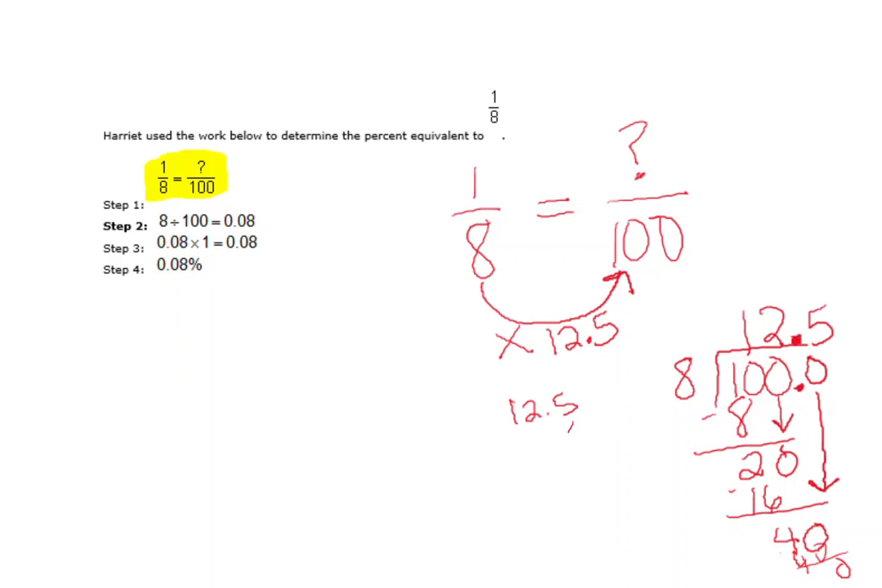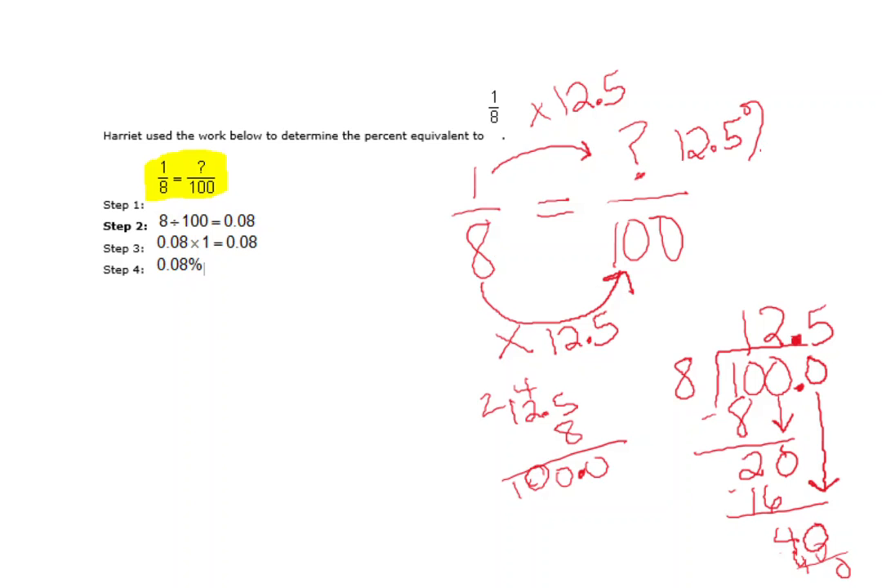I can even check that to make sure. Bring my decimal over once. So yes, 8 times 12.5 is equal to 100, which means since that's what I'm multiplying by on the bottom, that's what I need to multiply by on the top. So I can see that 1/8 is equal to 12.5%.